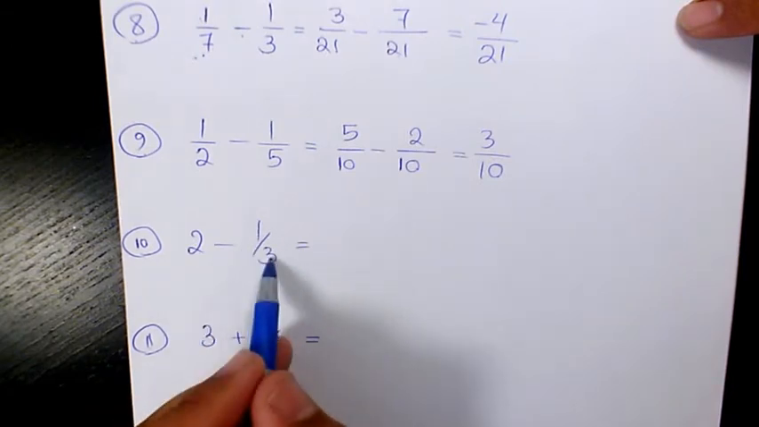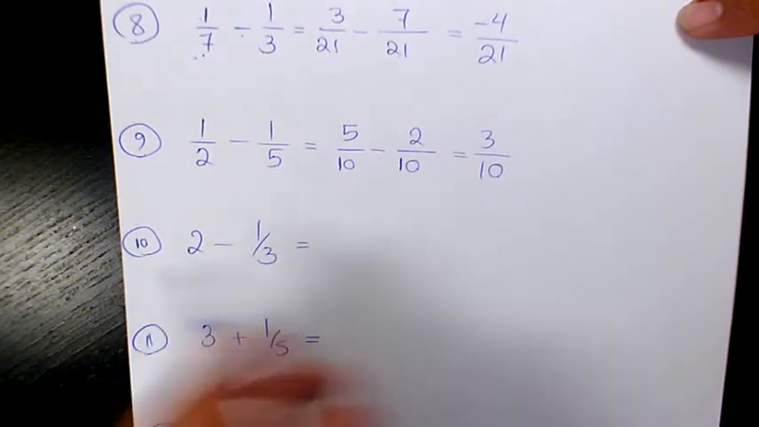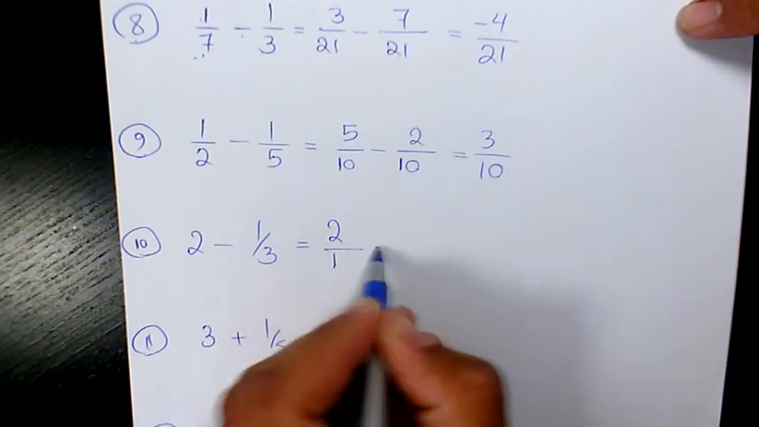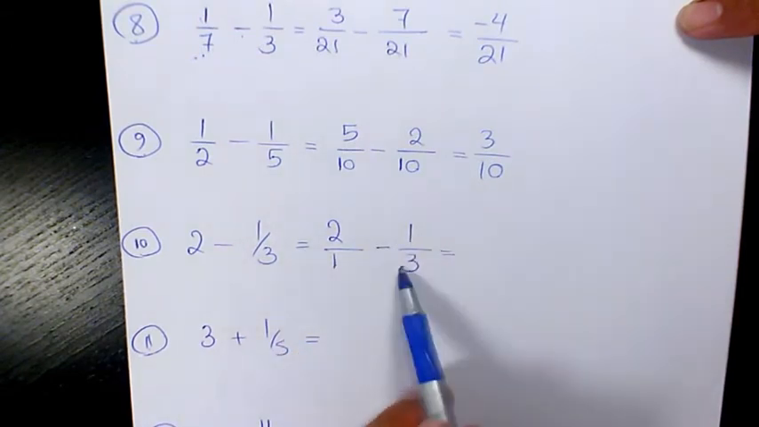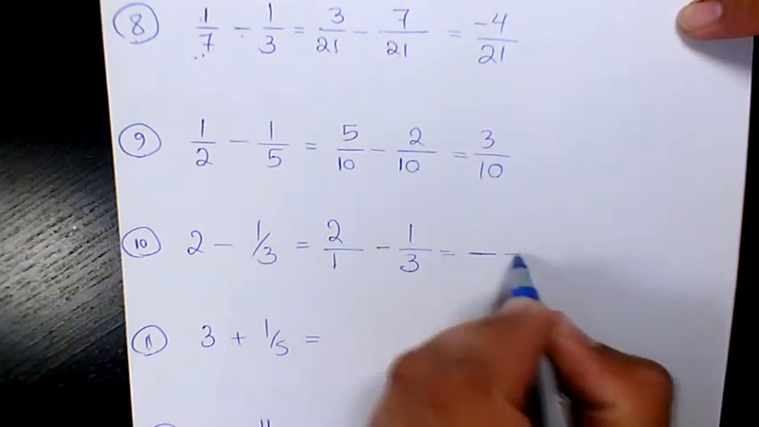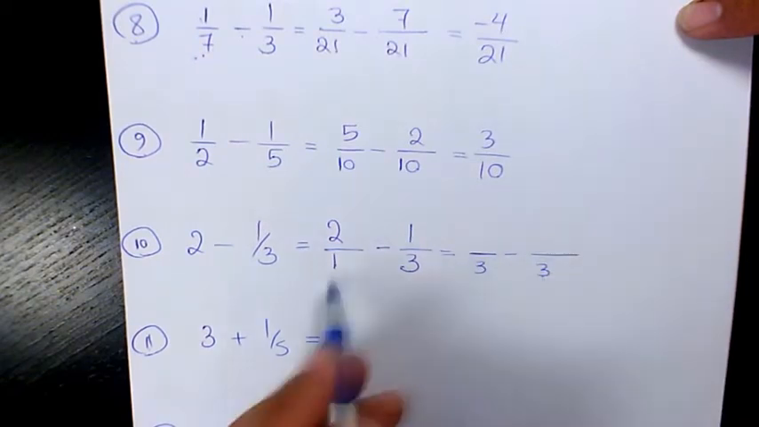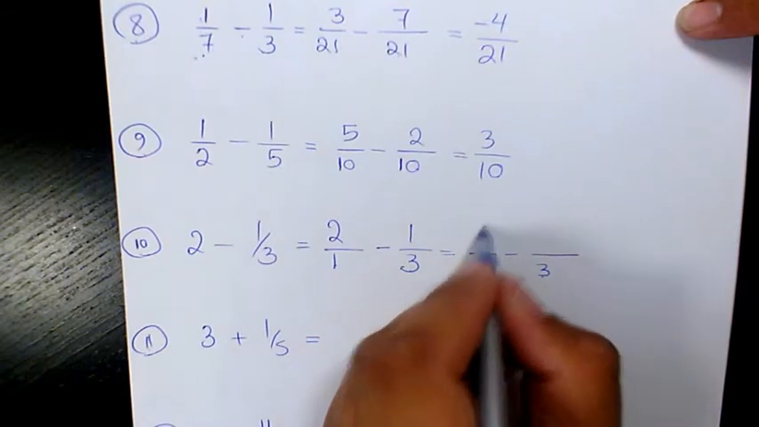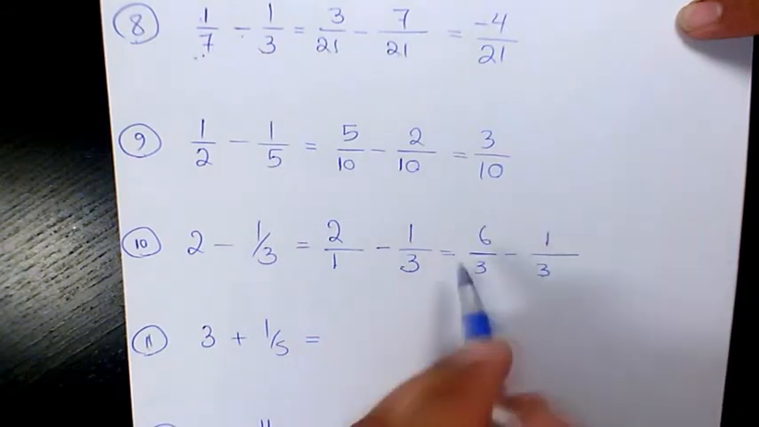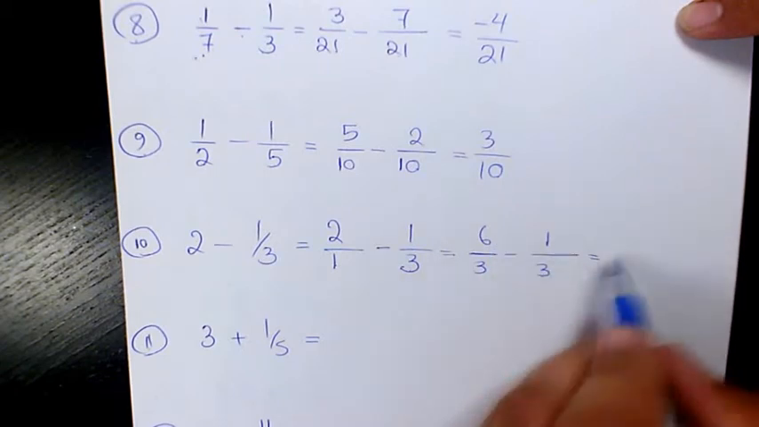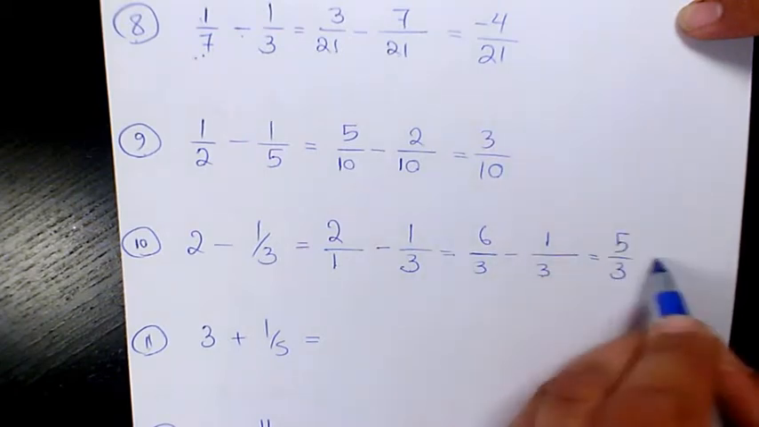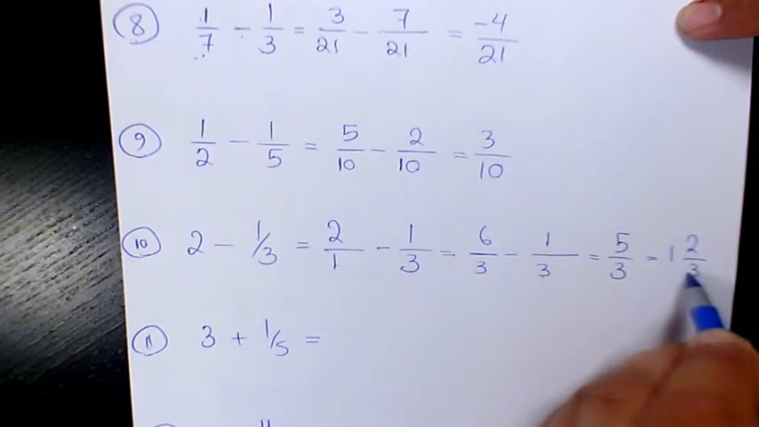2 minus 1 over 3. 2 is the same as 2 over 1 minus 1 over 3. So we need to write the common denominator. For 1 and 3 it is just 3. 1 times 3 is 3. 2 times 3, 6. We keep the same numerator because we didn't change the denominator. So it's going to be 6 minus 1, 5 over 3, or 1 and 2/3.